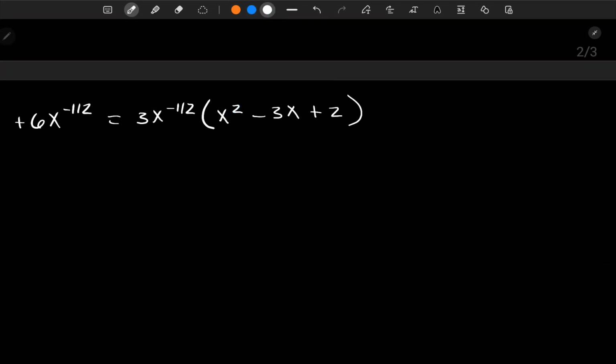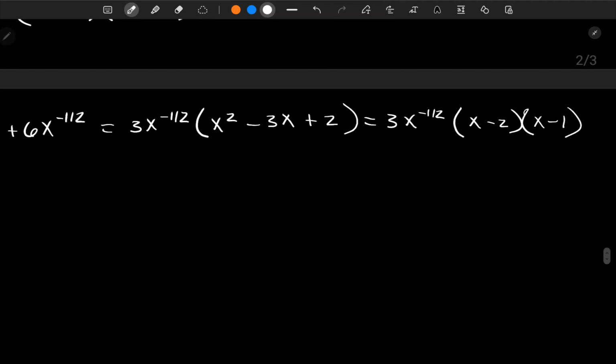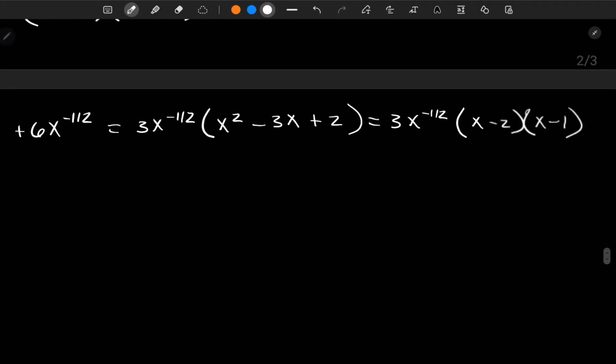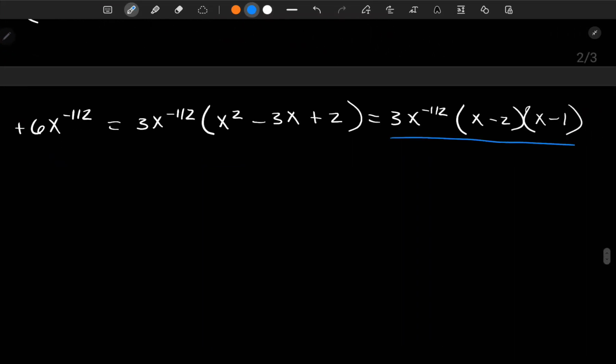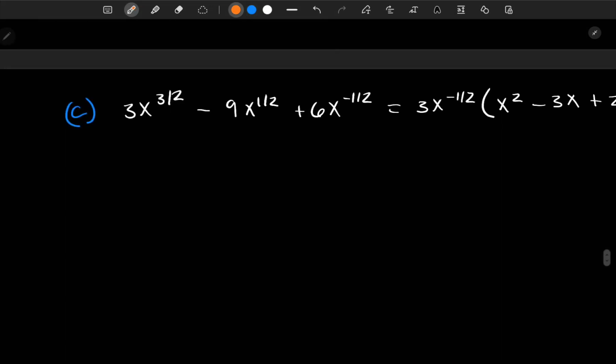And this, in parentheses, can further be simplified or factored into (x - 2)(x - 1). So this would be the final expression here.